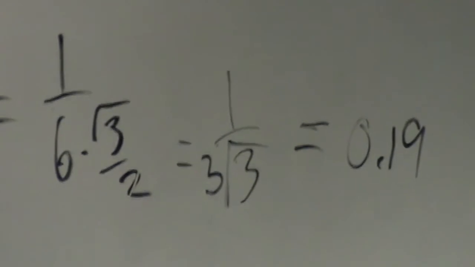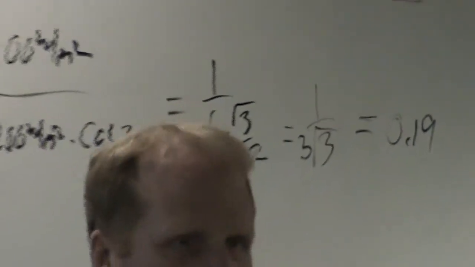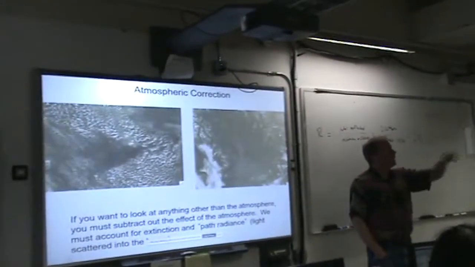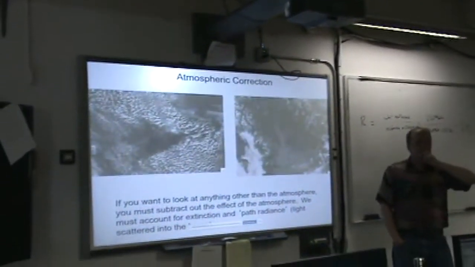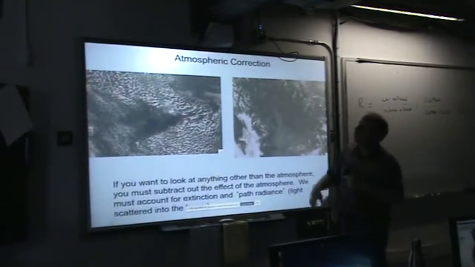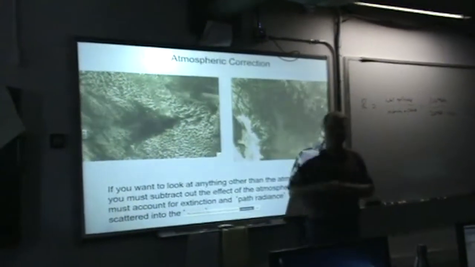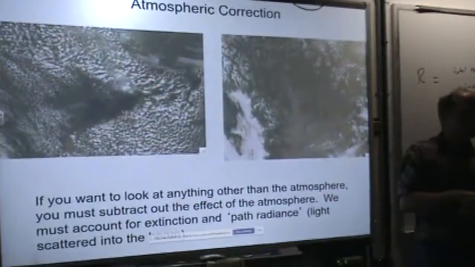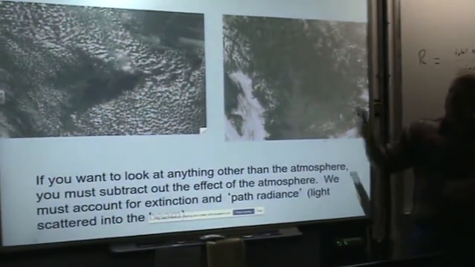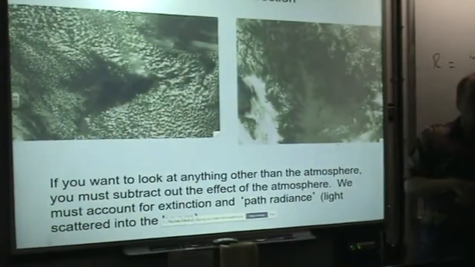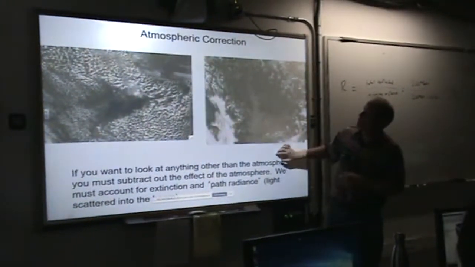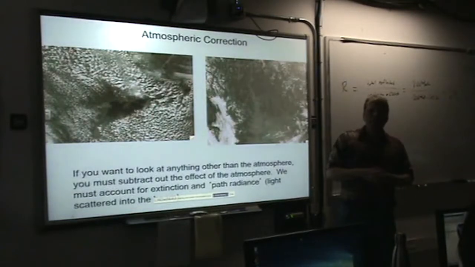Okay, now we come to atmospheric correction. Now, actually, could you hit the lights here? Because it's more dramatic. This would be a typical scene. Both of these are typical scenes without atmospheric correction. But this is not what you'd see if you're right at the surface. Turns out you can do an atmospheric correction. Now it kind of looks like that.